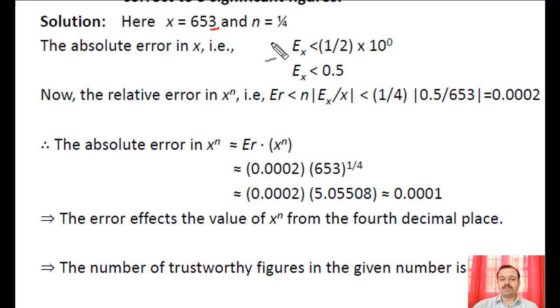So we have to multiply here with 1 by 2. So it is 0.5 into 1, because 10 to the power 0 is 1. So the error in x is 0.5 that we have in our hand.